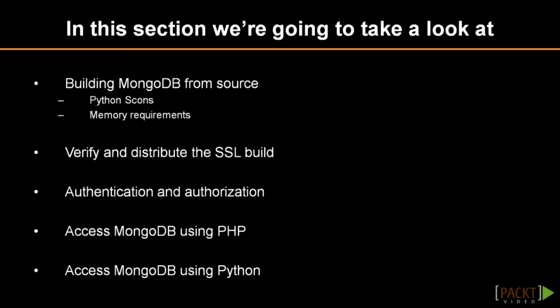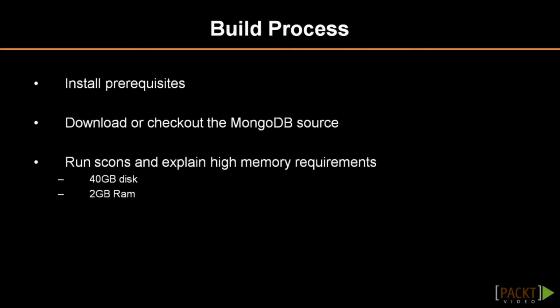This video focuses on building MongoDB from source using Python scons. Prerequisites are installed prior to obtaining the MongoDB source. Scons is then used to build MongoDB. The build process requires a lot of disk space and memory. As a rule of thumb, plan on having at least 40 gigabytes of free disk space and 2 gigabytes of RAM. The build process also takes a while to complete, so plan enough time to let the build complete.